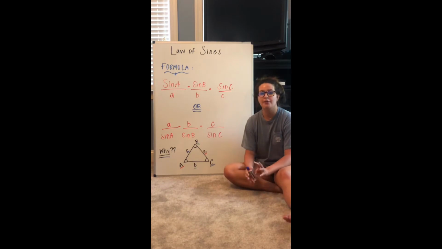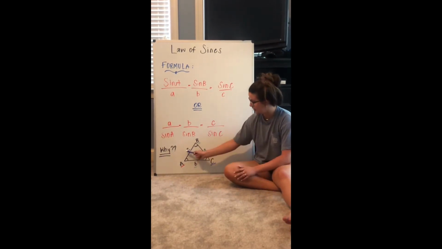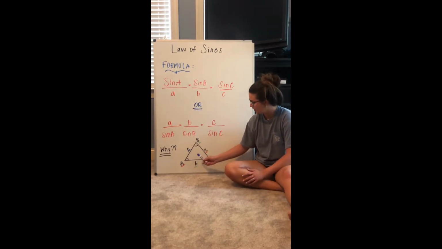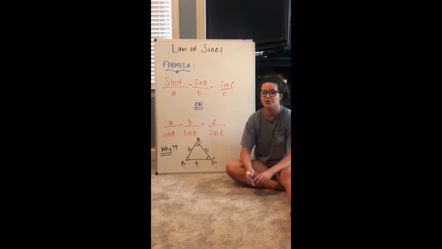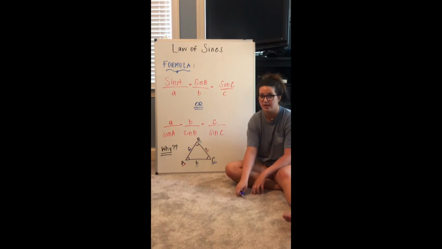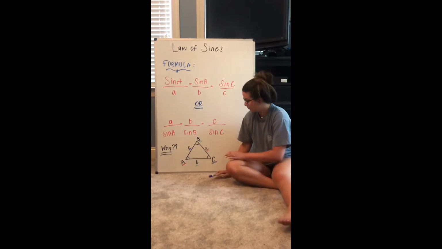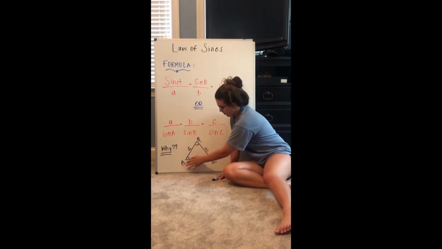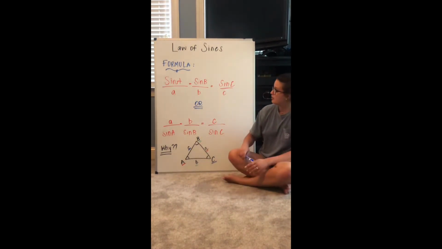Okay, now we're going to learn about the sides, which are the lowercase letters. We have a, b, c. Now, you're probably wondering why is side a opposite of angle A. And this is because of SOHCAHTOA. SOHCAHTOA states that sine equals opposite over hypotenuse. Well, this is opposite, and this is technically our hypotenuse. So opposite over hypotenuse. So that's where we get into the formula.